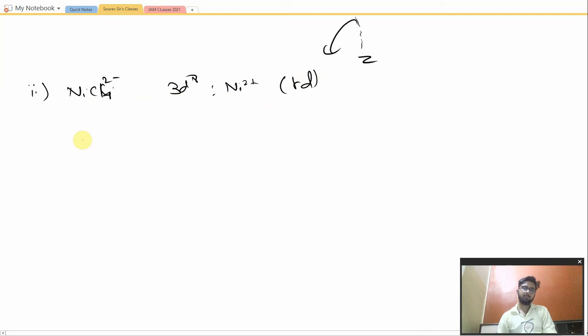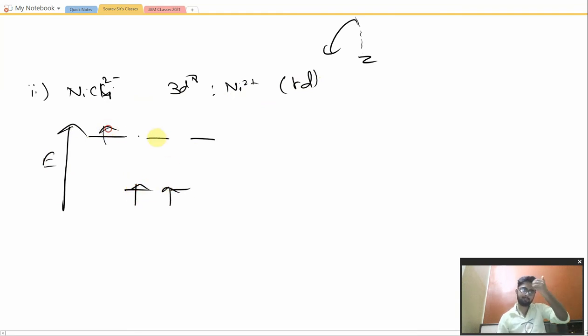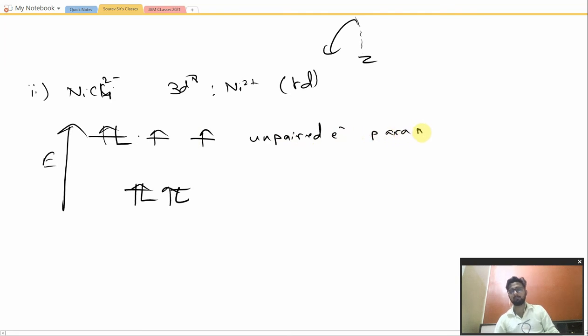For a tetrahedral geometry, let me draw the energy profile diagram. As Cl- is weak, firstly filling of electrons would occur, and then pairing up would occur. So two electrons are unpaired. Unpaired electrons are present in the system, and therefore this shows magnetic behavior, that is, it is paramagnetic in nature.